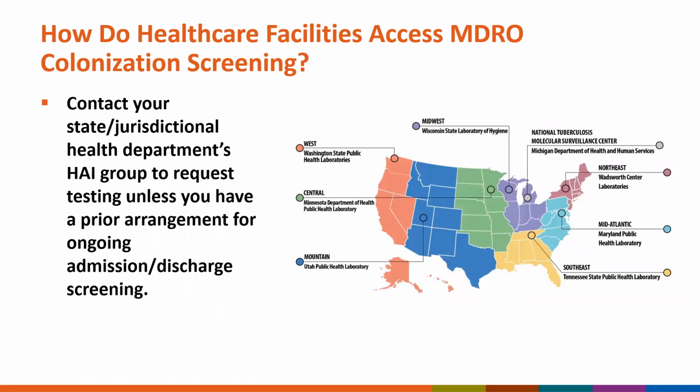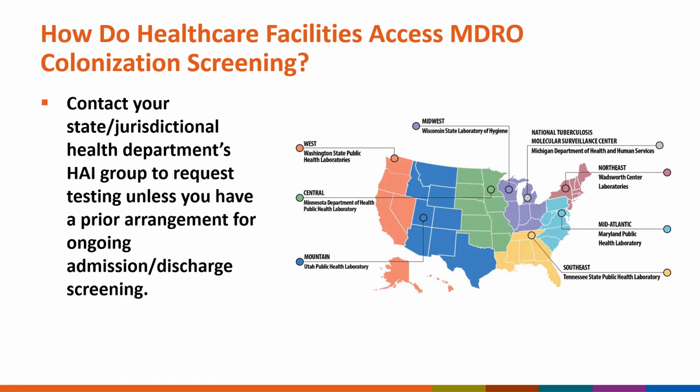Okay, hi everyone. So now that you've heard all about the reasons why we want to do colonization screening and all of the different strategies, let's talk about how we actually get it done. So how do healthcare facilities access MDRO colonization screening? You go through your health department. Unless you have a prior arrangement with the health department and the performing lab to do ongoing admission or discharge screening, you should be contacting your state jurisdictional health department's HAI group to request testing. This testing is still on a request basis only through the AR lab network. And so who your performing lab is depends on where you live.